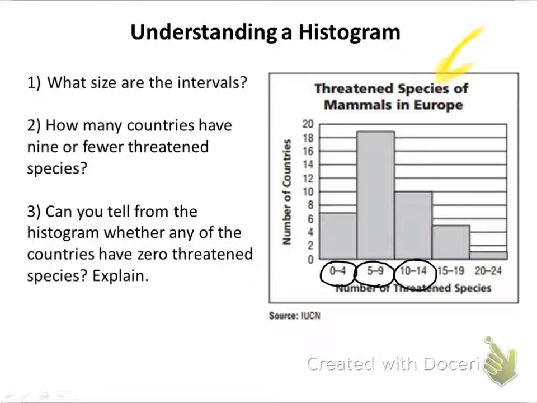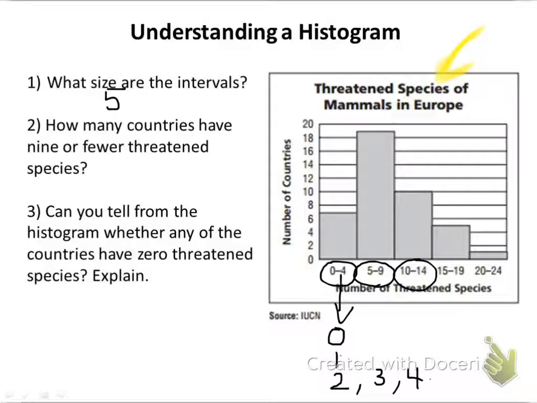Alright, hopefully you guessed that the size of each interval is 5. Each one of these intervals is 5 because it includes 5 different sets of numbers. So let's look at the first one. This interval right here includes 0 threatened species, so if there's none, 1 threatened species, 2 threatened species, 3 threatened species, 4 threatened species. It's like a tongue twister. If you count how many there are, 5. 1, 2, 3, 4, 5. So the size of each one of these intervals is 5.